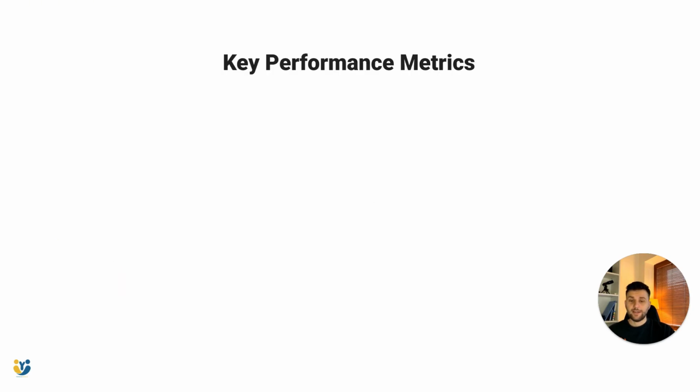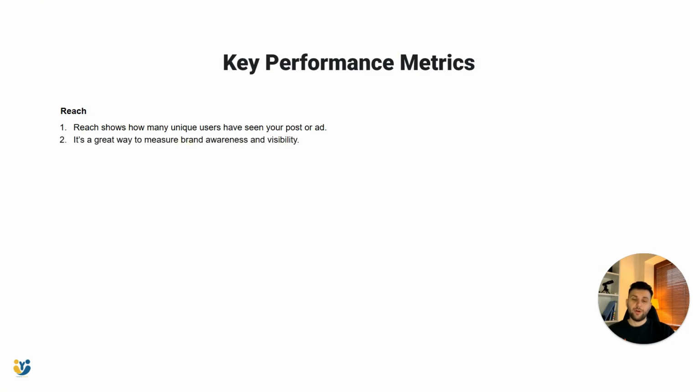Now, KPIs, aka the key performance metrics. The first one, when it comes down to content, is reach. Reach shows how many unique users have seen your post or ad. In other words, how many individuals have seen your post or ad. It's a great way to measure brand awareness and visibility. High reach means more people are exposed to your content. Organic reach happens naturally, while paid reach comes from ads, right?